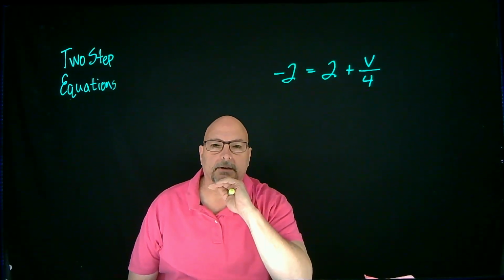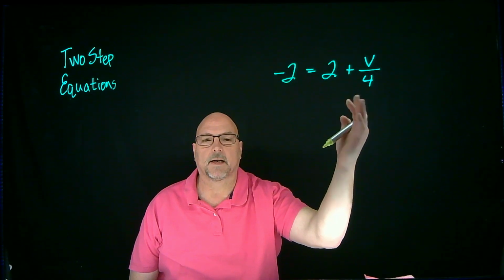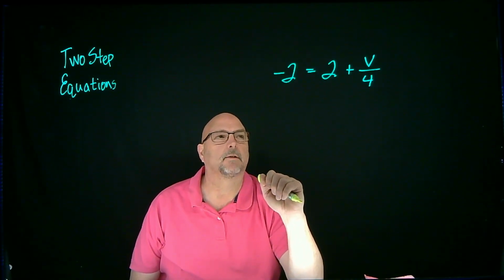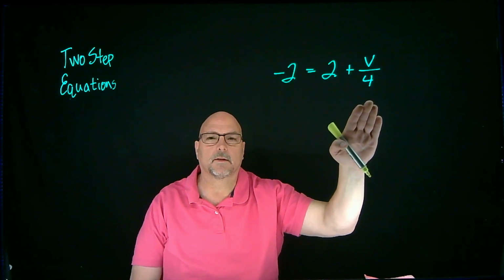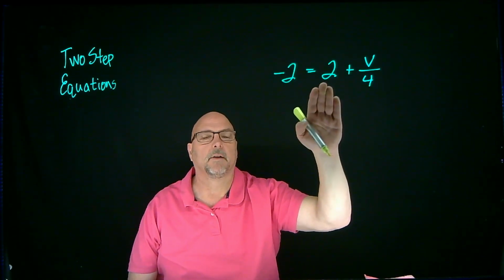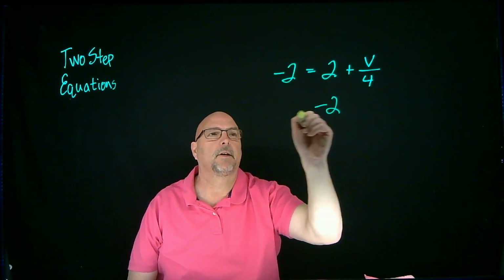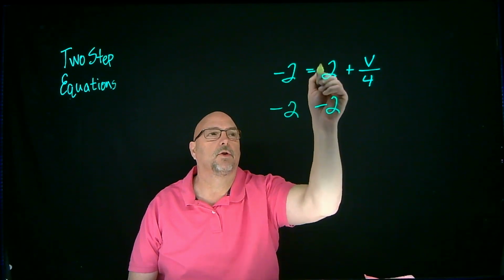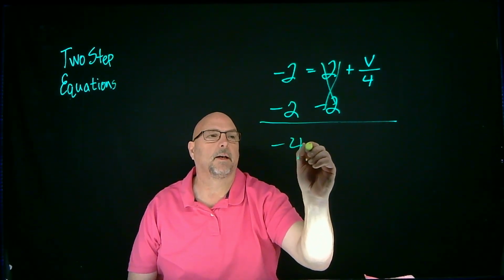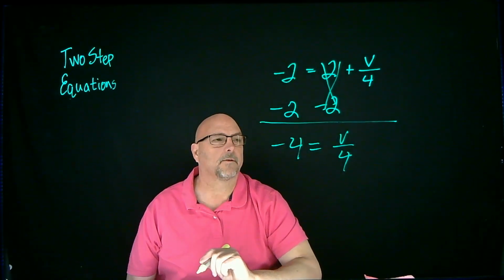All right, so here's our second example. Sometimes when we see fractions, we kind of get nervous about dealing with fractions. But the goal is still the same. We want to get this variable term all by itself. So we're going to start by getting rid of this 2. So I get rid of a 2 by subtracting 2 on each side. So that gives me the equivalent equation, negative 4 equals v over 4. So there's our first step.